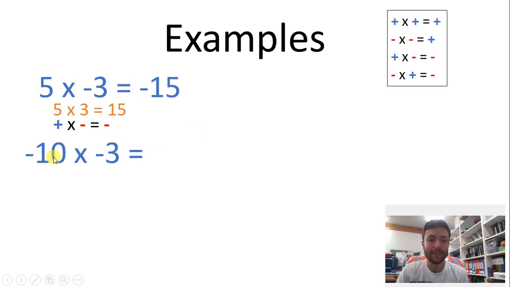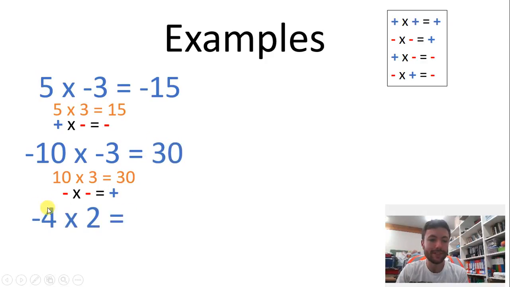So next one we have a minus 10 times by a minus 3. If we just look at the positive integers, 10 times by 3 is 30. Then we have our signs, which is a minus times by a minus, and we look at our chart, it's going to be a positive. So we have 30 and a positive, so we have positive 30 as our answer. Here we have a minus 4 times by 2. So we have 4 times by 2, which is 8. Then we have a minus times by a positive, which equals, looking over here, negative. So we have negative 8.